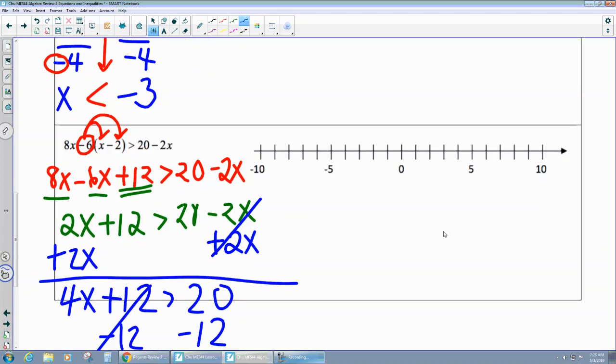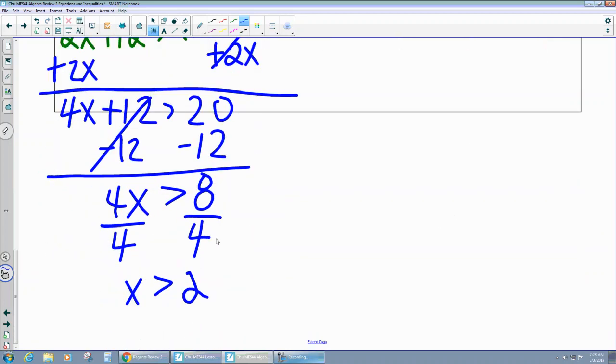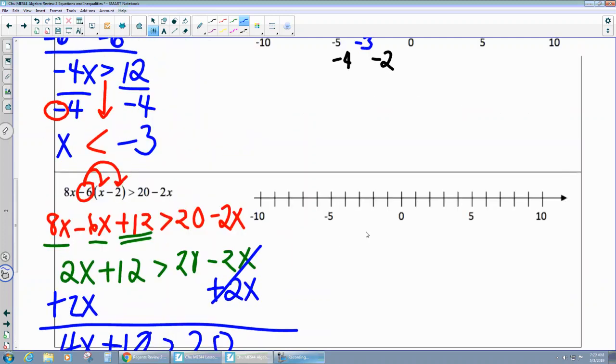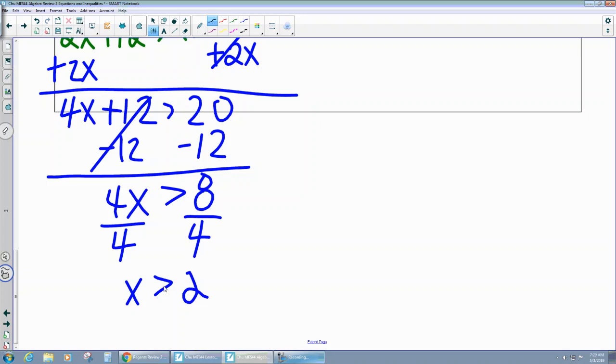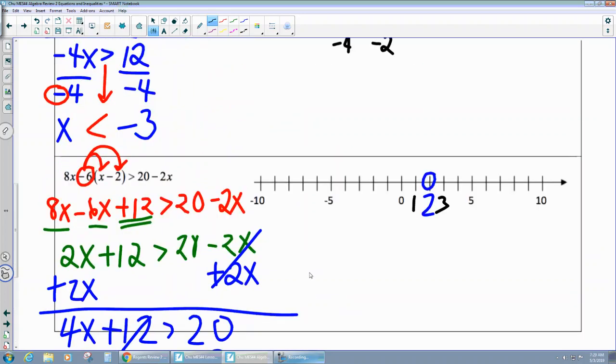Let's locate 2 on our number line. We get an open circle because we don't have the "or equal to." So an open circle at 2. And now think about the numbers on either side. I have 1 and 3. And if I go back to my solution, I want the numbers that are greater than 2. So, 3 is greater than 2. So I'm going to be shading this way towards 3.